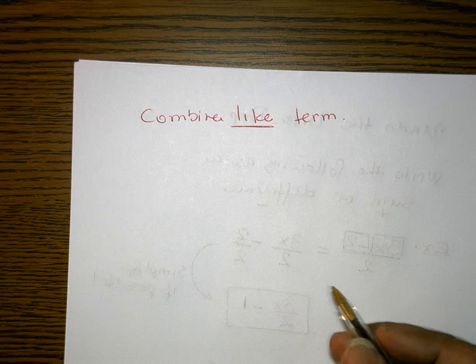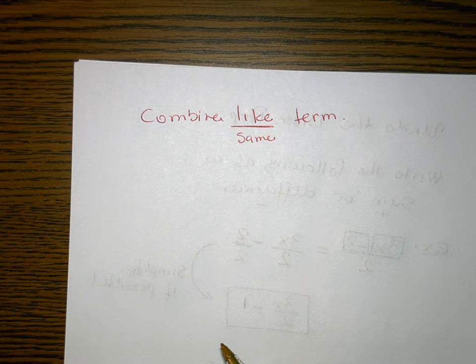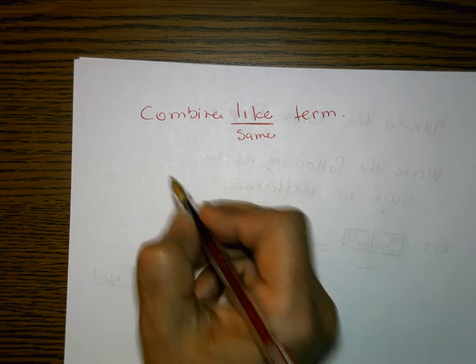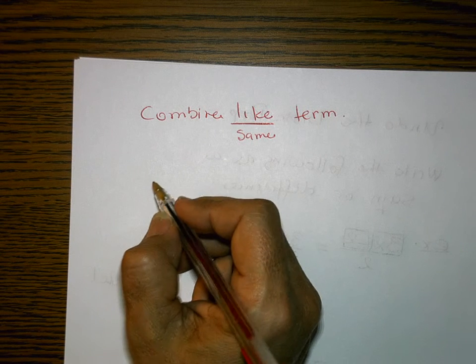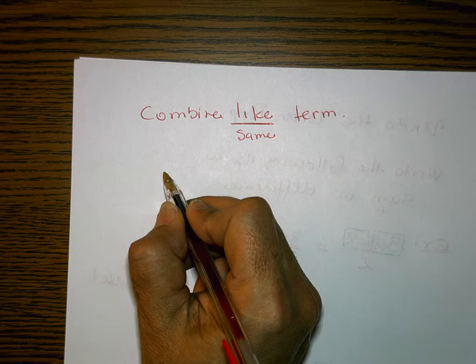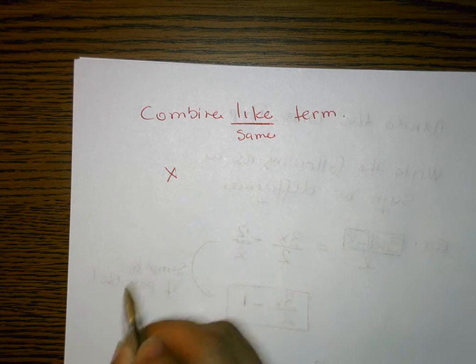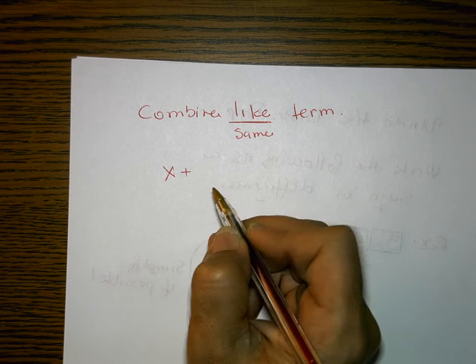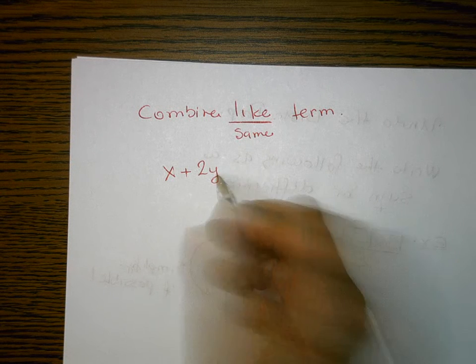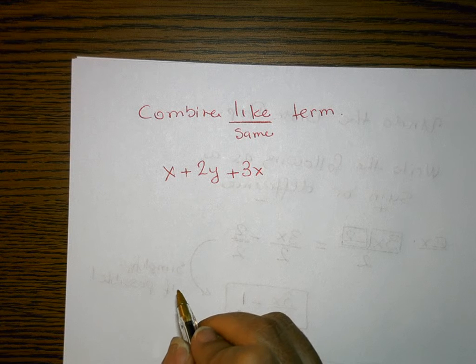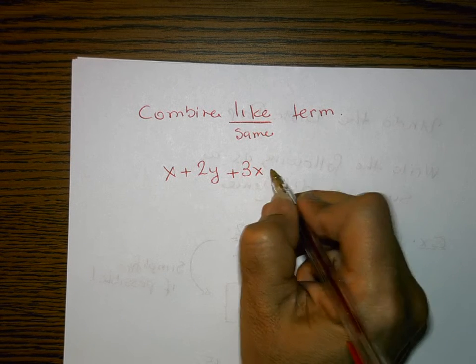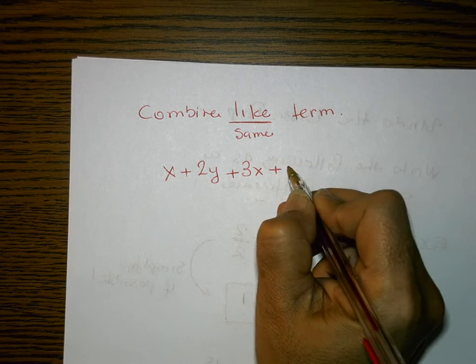Okay, they have to be the same. They have to have the same variable. They have to have all the same qualities. For example, I'm going to start with something very simple. If I have 1x, and then I have 2y's, but then I have another 3 x's, and I also have another, let's do 4 y's.